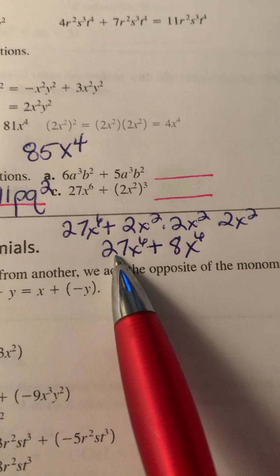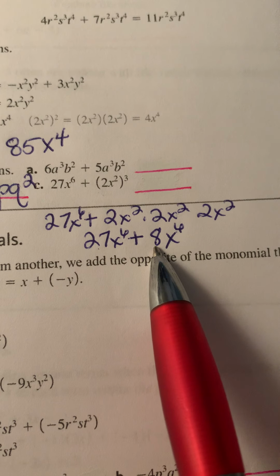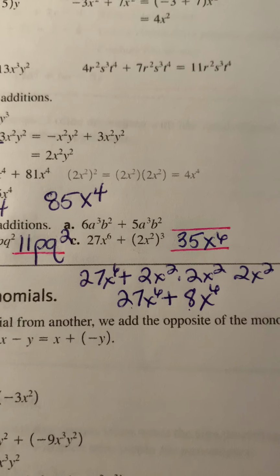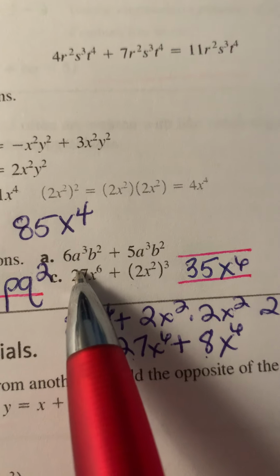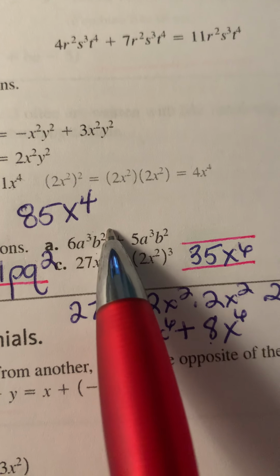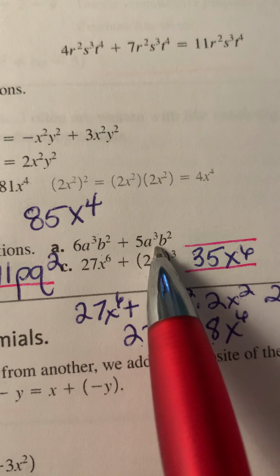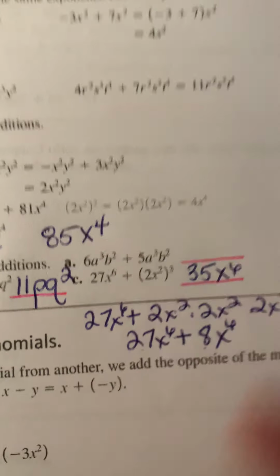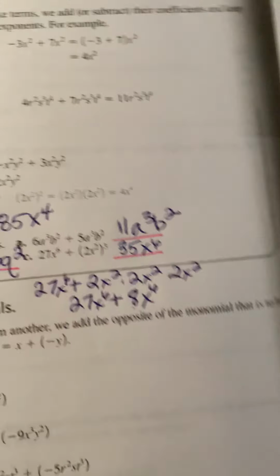So now I just want you to add 27 plus 8. Good. 35 x to the 6th. Oh, I skipped one. Okay, first let me make sure they're like terms. A cubed B squared, A cubed B squared. All right, like terms. 6 plus 5 is 11, A cubed B squared.